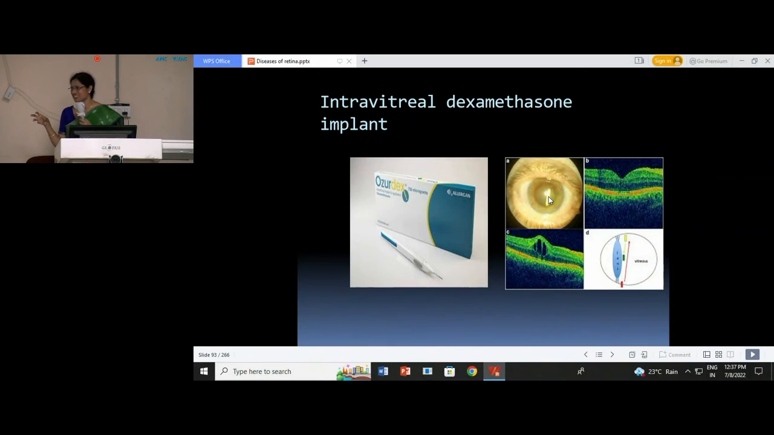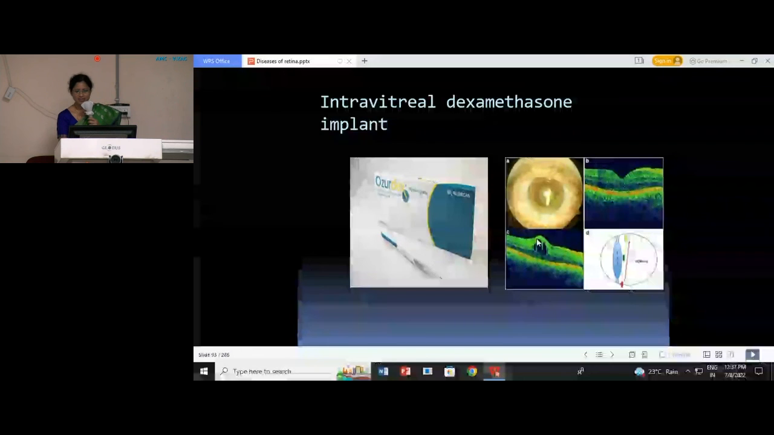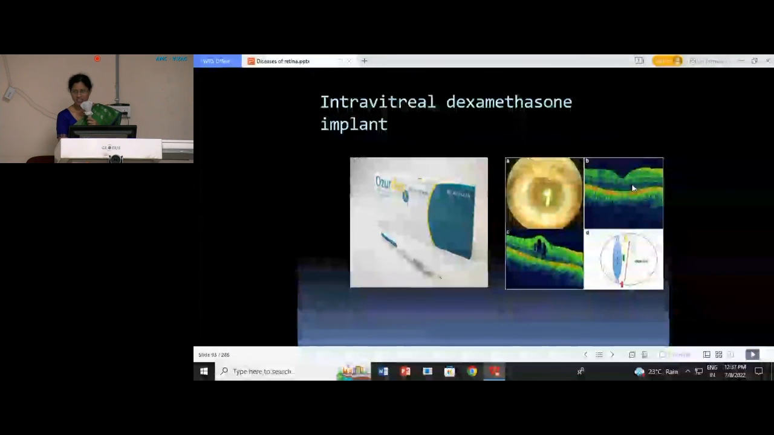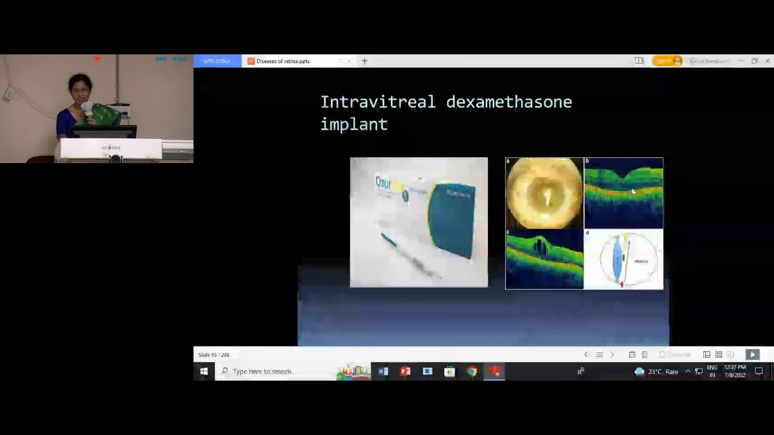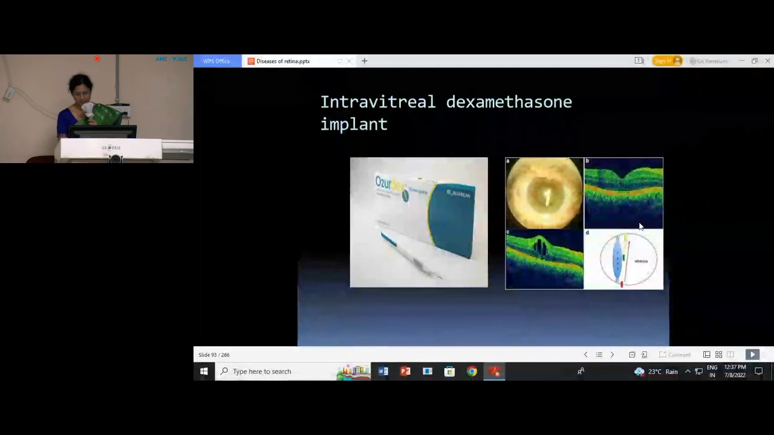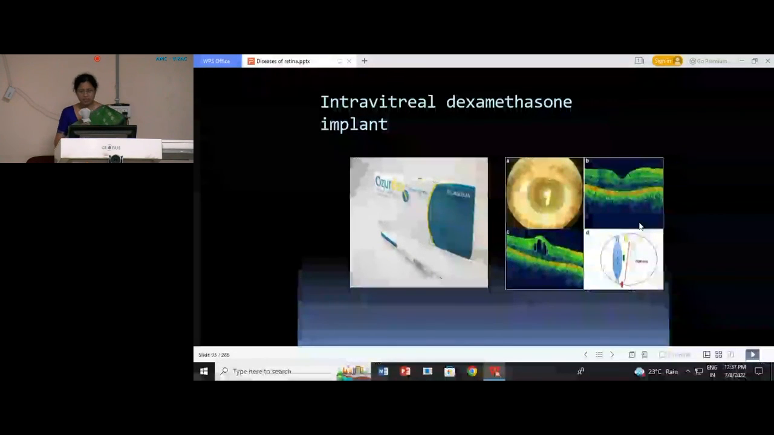You can see that before the implant, this is the edema. After the implant, see how much reduction of edema. So that is about diabetic retinopathy.